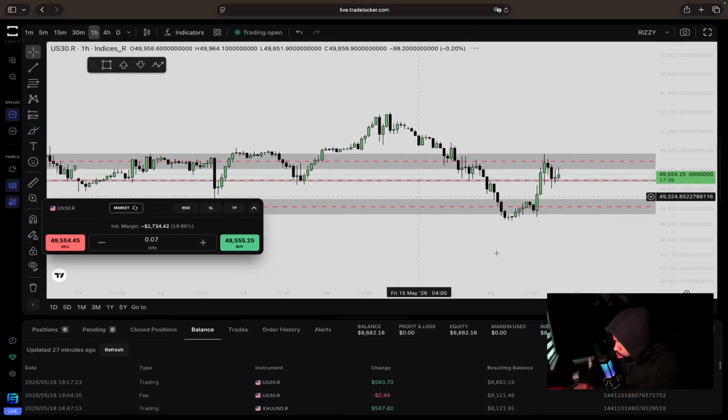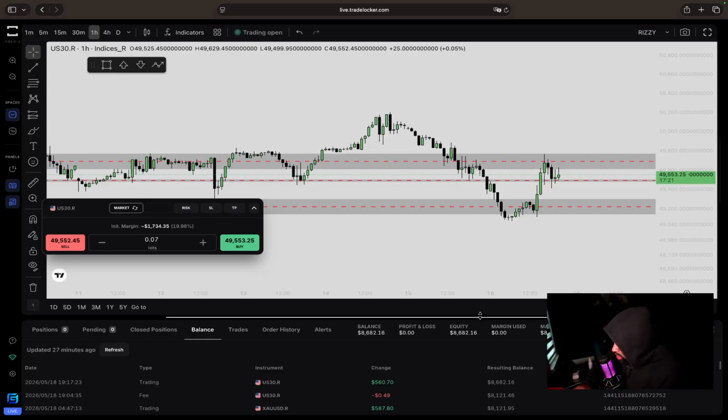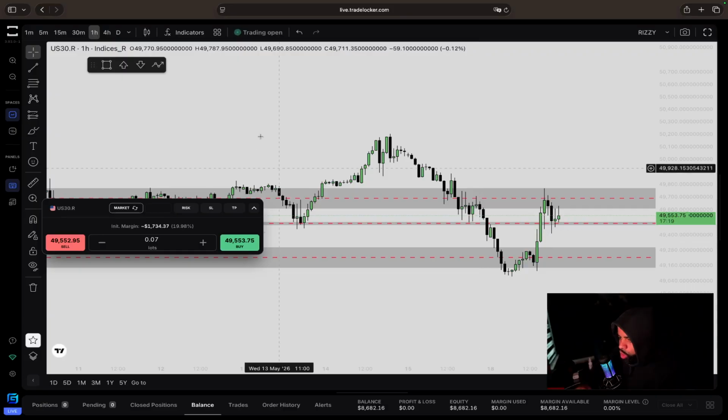All right, so I took two trades, as you can see. I'm gonna go over both trades. It's gonna be a little treat. I'm gonna go over the first one, the US 30. This was actually taken probably like an hour or two ago. I made $560, and my gold trade was taken last night. So let's just go over it real quick.